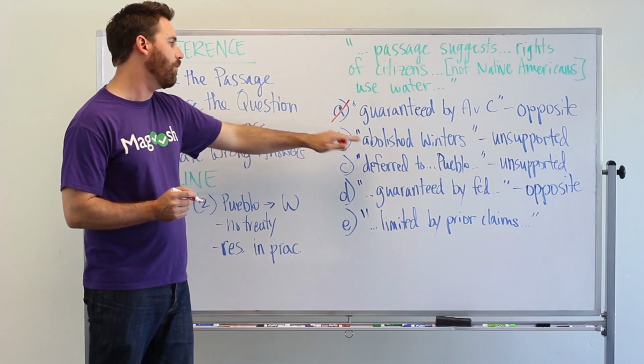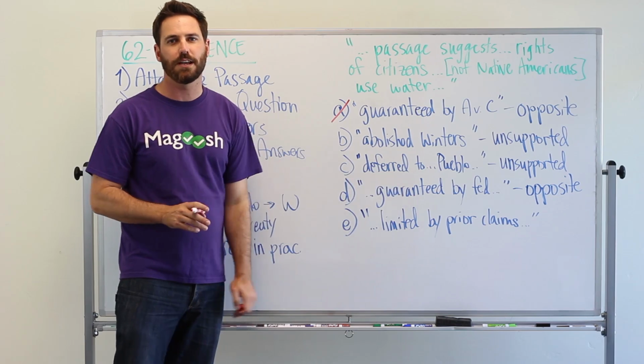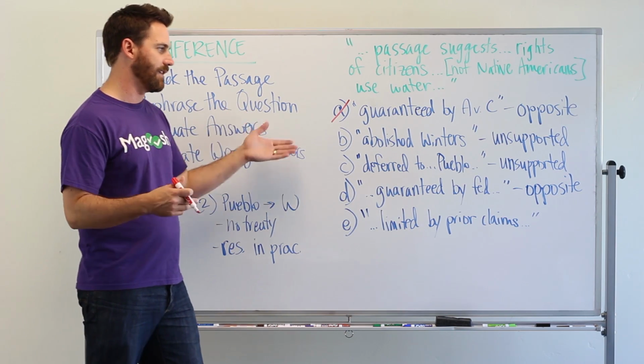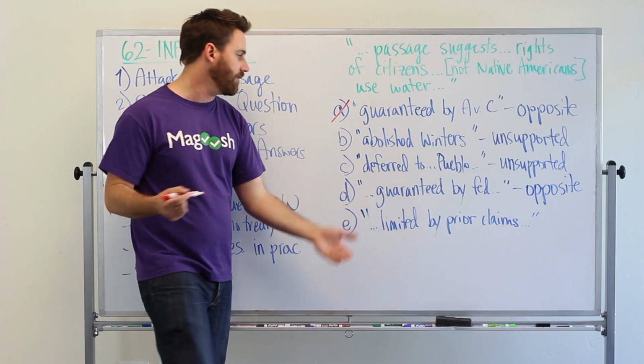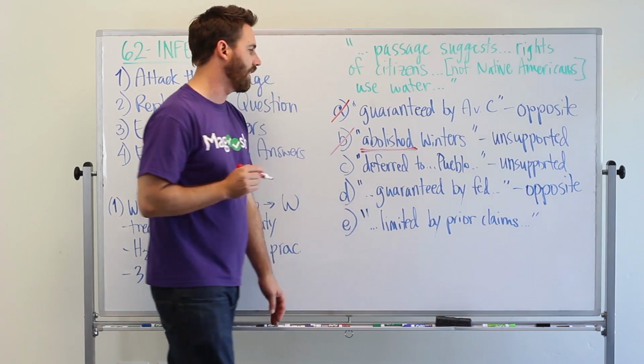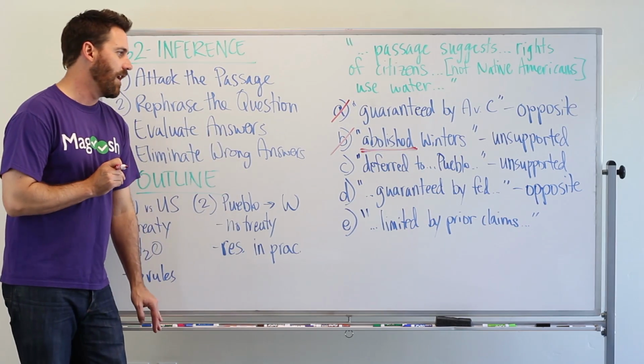B, abolished Winters. So this is unsupported in the passage. There's nothing in the passage that states that the Winters decision was abolished. You could also say this is pretty extreme because we don't see anything like that in the passage.